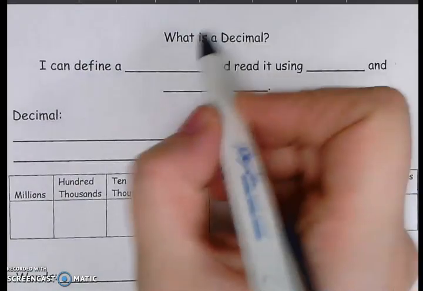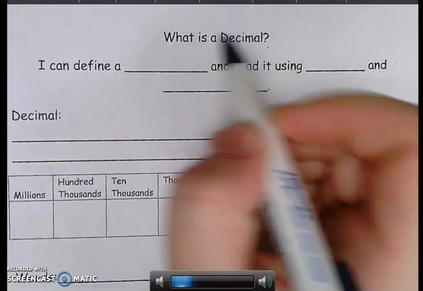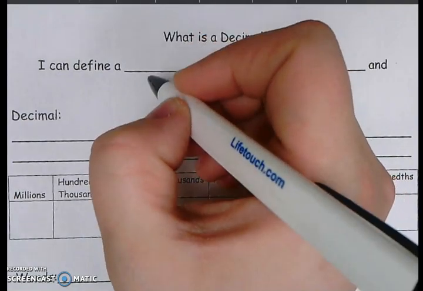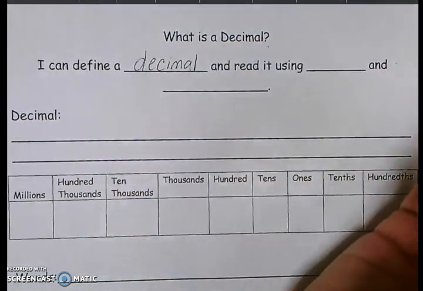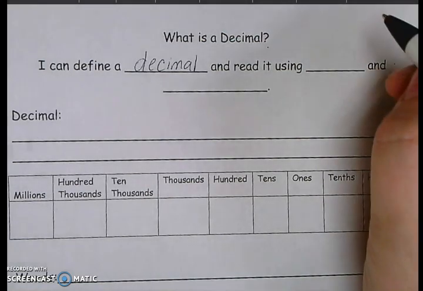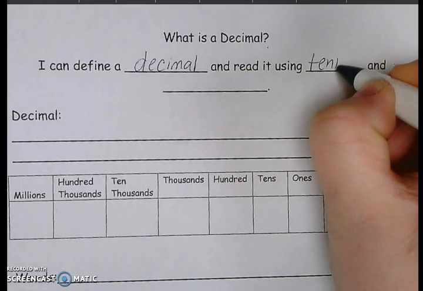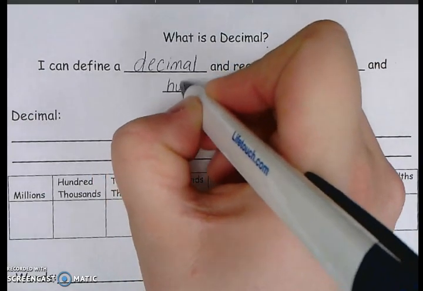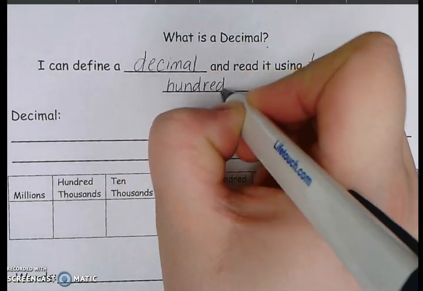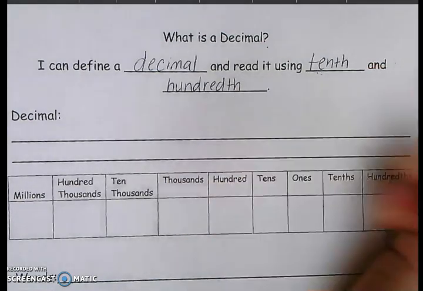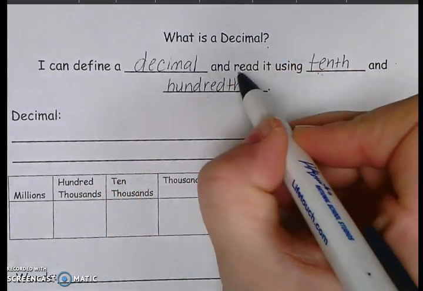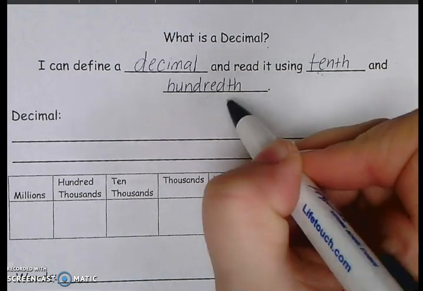In this lesson, we're going to talk about what is a decimal. So our learning target is: I can define a decimal, so I can tell what it is, and read it using tenth and hundredth. These are my two new vocab words here, tenth and hundredth. So we're going to talk about what it is and read it correctly using tenth and hundredth.